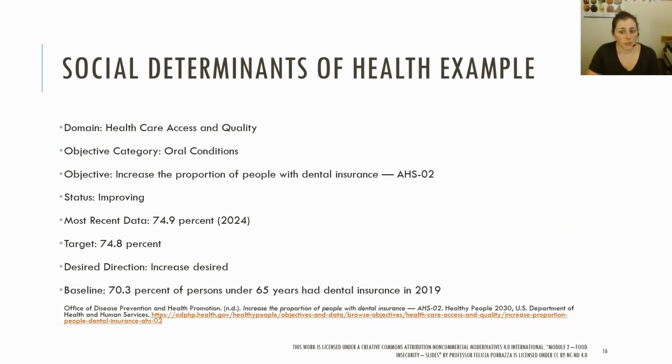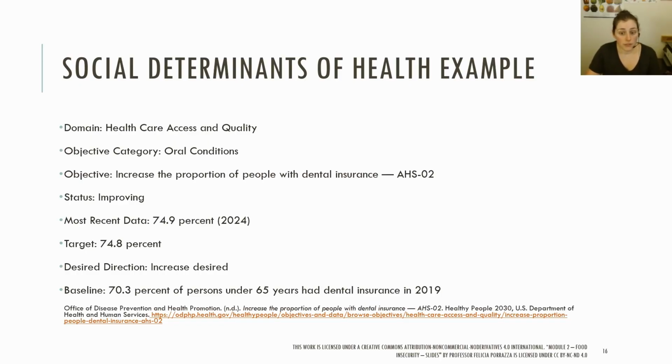Let's review an example under the healthcare access and quality domain. For this objective, I chose oral conditions as the category and the specific objective of increase the proportion of people with dental insurance. When I click on this objective from the list, I could see that the status is improving. The most recent data is at 74.9% in 2024, with the target being 74.8%. The baseline was 70.3% of persons under 65 years had dental insurance in 2019.